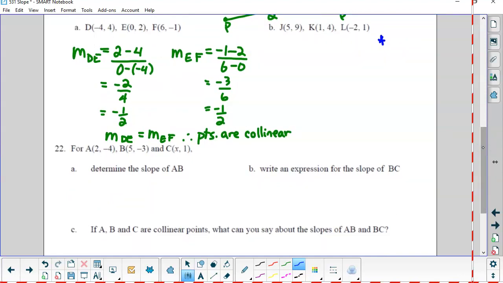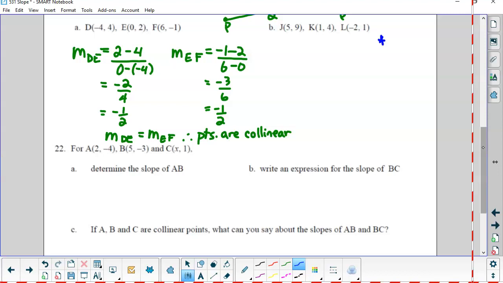Okay. Next one, we have 3 points as well, but we don't know one of the coordinates. So it says determine the slope of AB, then write an expression for the slope of BC. It'll be in terms of x. And then we're told that they are collinear.